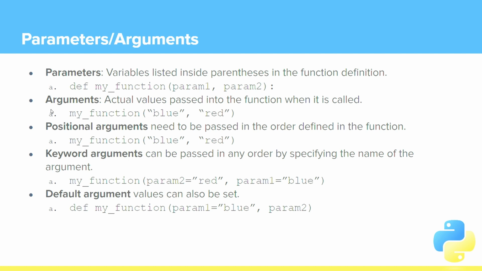So parameters versus arguments. There's a few different kinds of arguments. There's positional arguments and keyword arguments. And we can also use default arguments. So let's go through these one at a time.